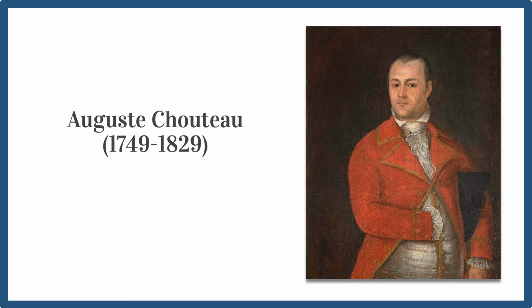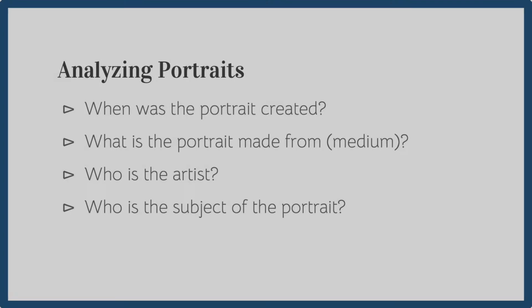Unlike historical maps, however, we don't always have tools like a label or key to help us read a portrait. But we can ask certain questions to help us better understand an image, such as, when was the portrait created? What is the medium? In art, the medium refers to what is used to create an image. So, for example, a portrait can be sculpted out of marble or it can be painted with watercolors.